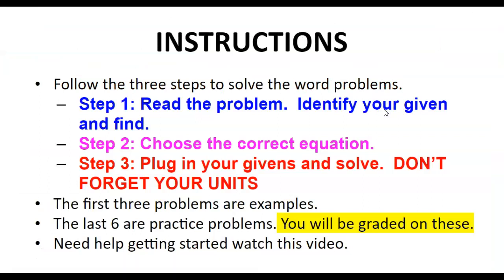Okay, so here are the instructions. You might want to pause the video so you know what you need to do. As you see in the instructions, there are three steps to solve these problems. First, you're going to read the problem, identify your given and find. And then you're going to choose the correct equation, so of the three equations we saw before. Once you've done that, you're going to plug in your givens into those equations and then solve. And you want to make sure you don't forget your units.